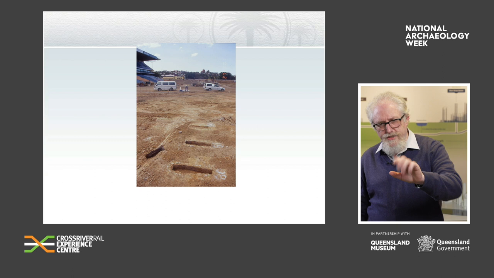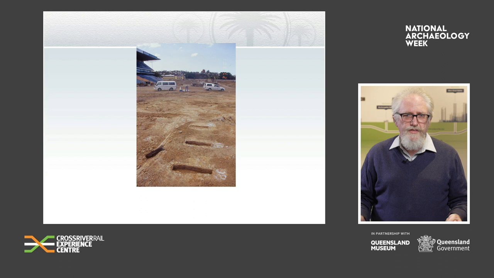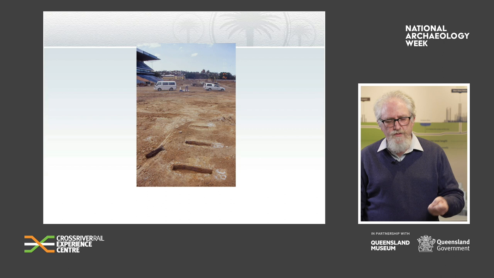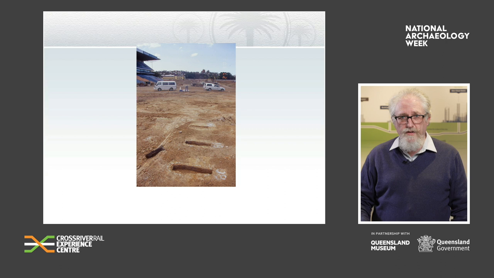And this is the start of a row of children's burials. In terms of age, we get very similar numbers of children and adults. And this is because life expectancy in Brisbane in the 19th century was very poor. In fact, it wasn't until 1905 that you were more likely to live past 5 years of age than to not live past 5 years of age in Brisbane.